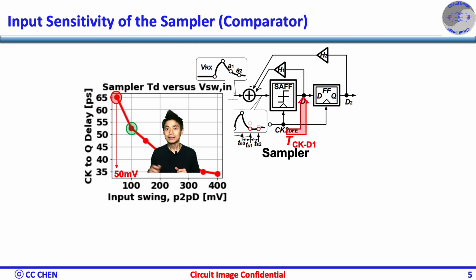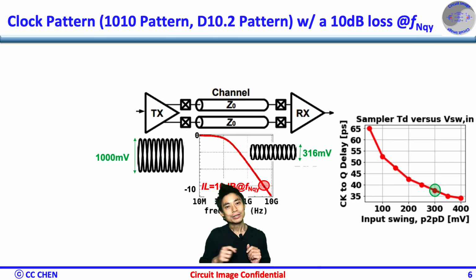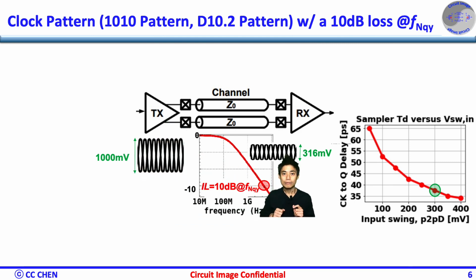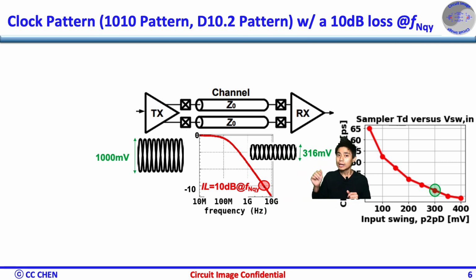On the other hand, if the channel loss is not big, do you still need an active CTLE? Think about the swing images and input sensitivity image of the sampler in a series for 5 seconds. Bingo! If we keep the 1000 mV at the TX output with a low channel loss of down to 10 dB at the Nyquist rate, there is 316 mV at the RX input after the 10 dB loss.